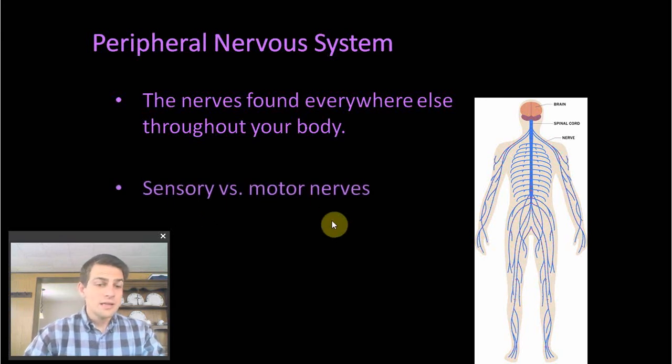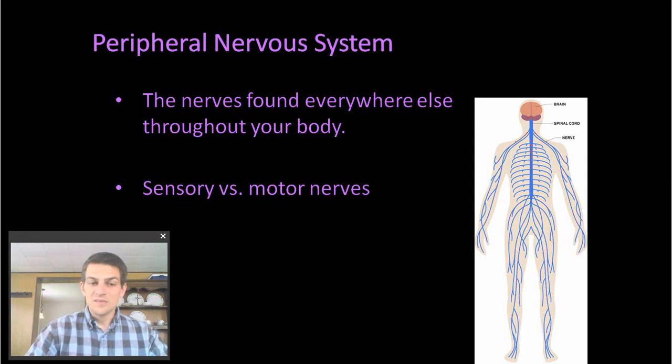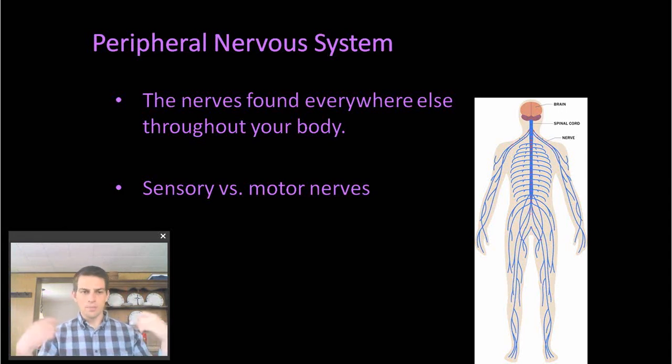Now there are different kinds of nerves that you have. You have sensory nerves, and you also have motor nerves. Sensory nerves have the word sense in their name, and their job is to actually pick up information from the outside world and send that to your brain. So they are connected to your senses.